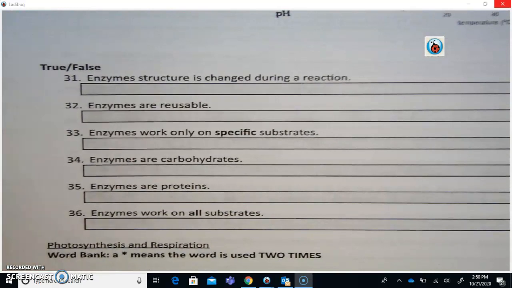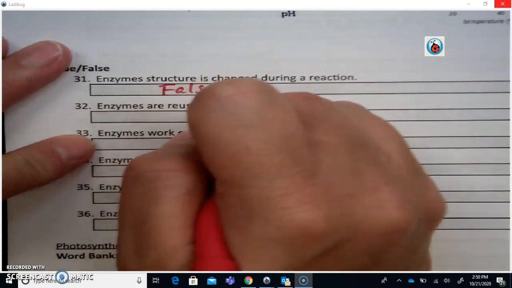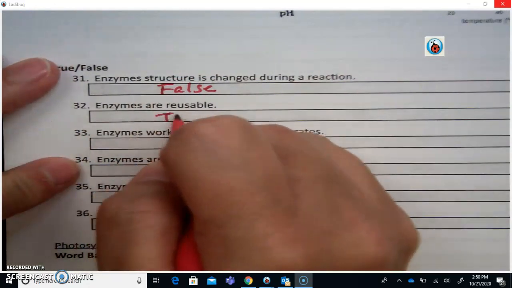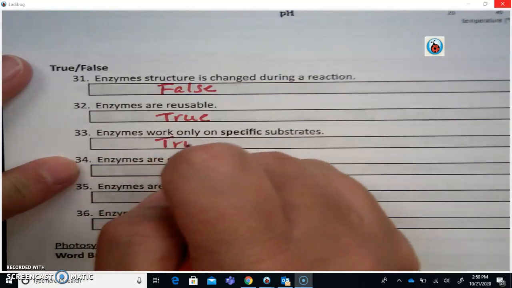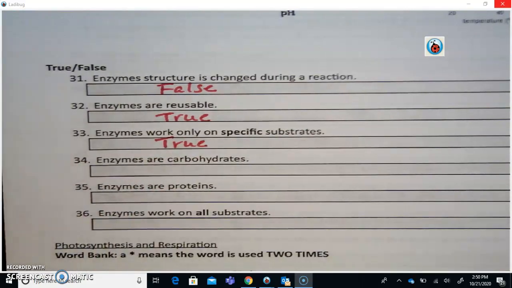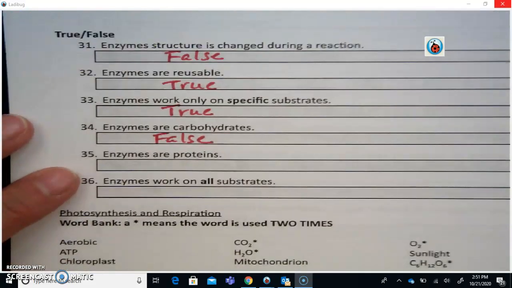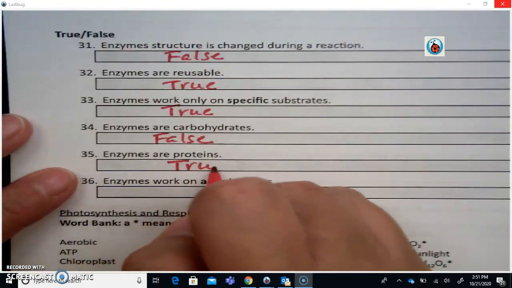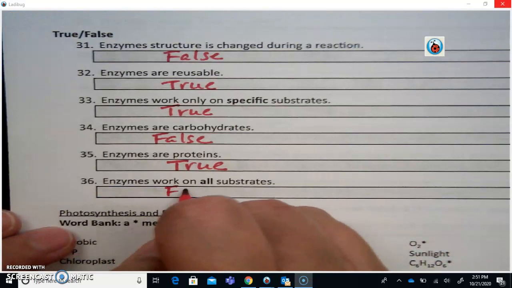Okay, we got some true false. Enzyme structure is changed during a reaction. That is false. Enzymes are reusable. That is true. They can be reused over and over again. Enzymes work only on specific substrates. That is true. Just like a key will only unlock a specific lock. Enzymes are carbohydrates. That is false. They are proteins, which leads us to number 35. That is true. Enzymes are proteins. Enzymes work on all substrates. That is false. They are specific.